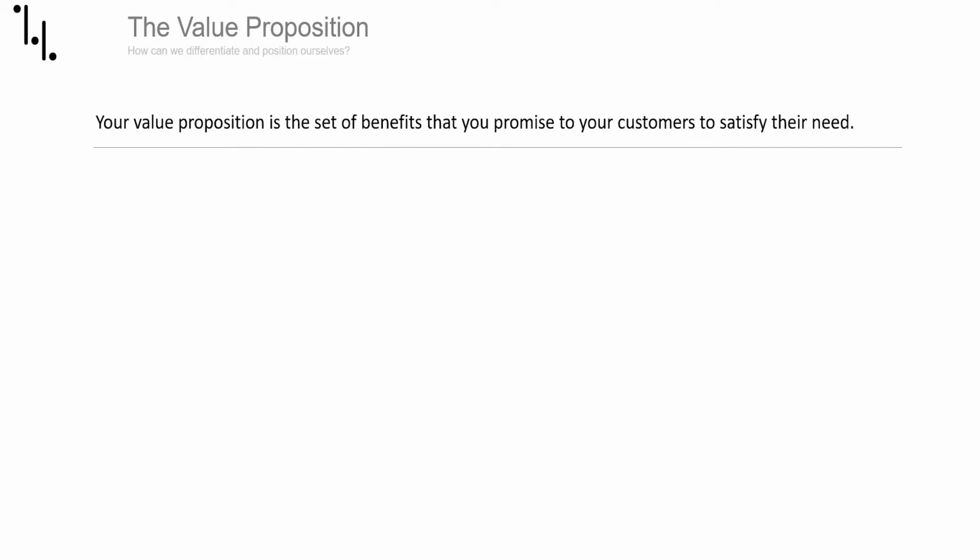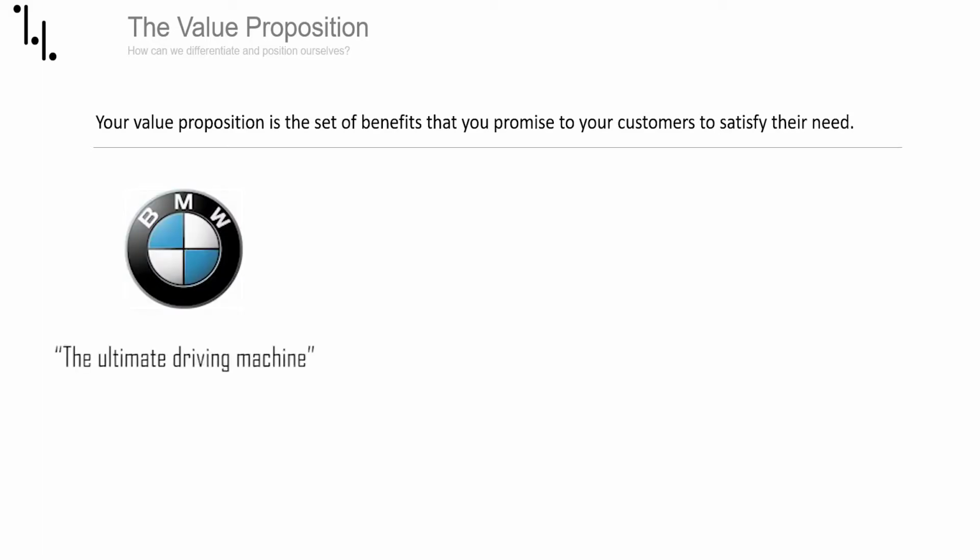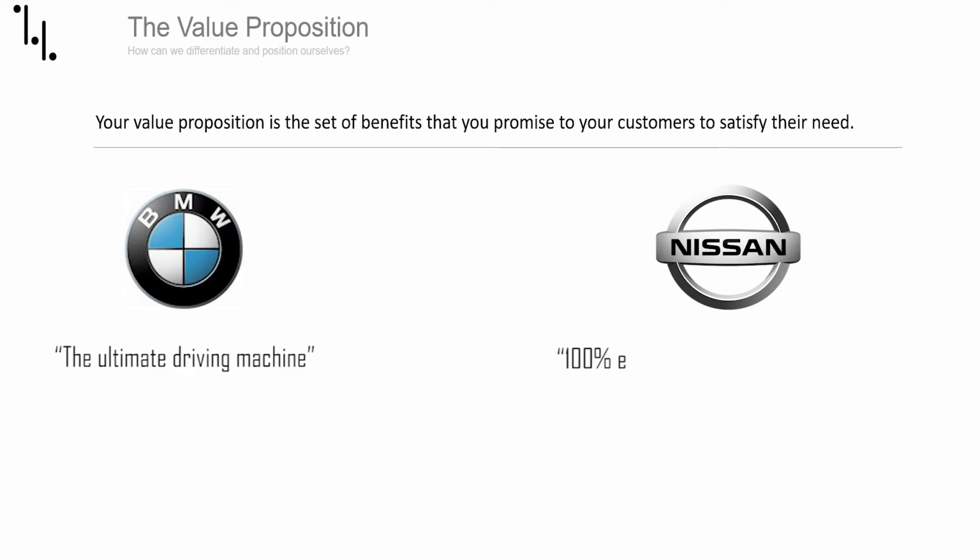The value proposition is literally the core of your company. It is that set of values that makes you better than your competitors and that will help you to satisfy the need or the want of your customer the best. Let's take some examples to understand it better. For example, in the automotive industry, let's take BMW. They promise you the best driving machine, while at the same time, Nissan Leaf, also in the industry, say it's 100% electric, 0 gas, 0 pipeline. That's exactly the difference they make.